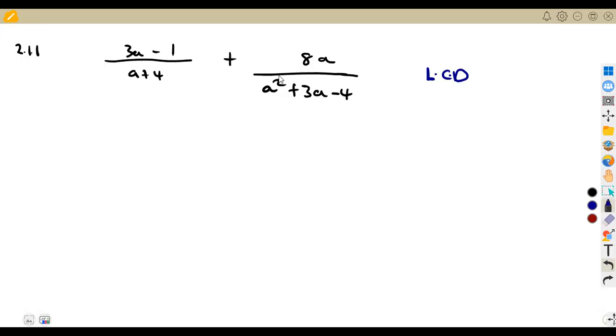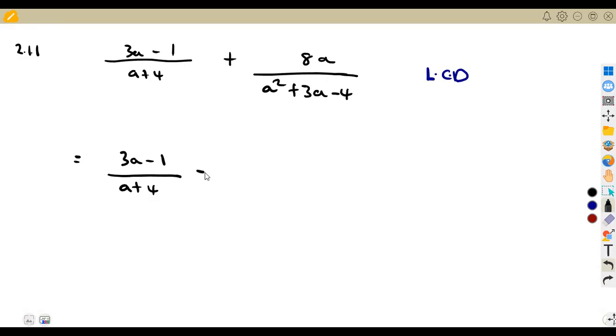So meaning to say here, there is something that has to be done. We have to factorize first before we think of that LCD. Okay, so let us just rewrite everything as it is. 3a minus 1, there's nothing we can do. On a plus 4, there's also nothing. There's nothing that we can factorize in that one.